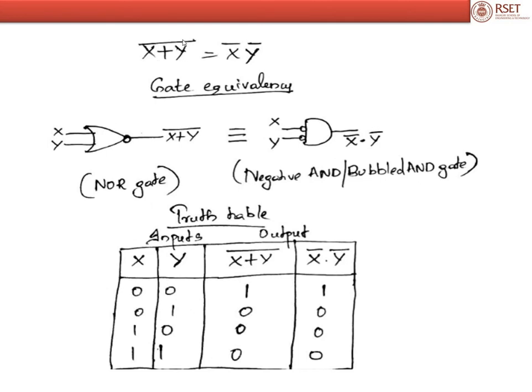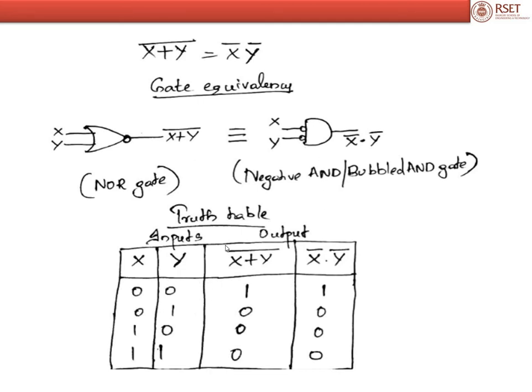The second theorem was (x plus y) bar is equal to x bar into y bar. When it is drawn using gates, (x plus y) bar is the logic expression of a NOR gate. To draw x bar into y bar, you use an AND gate with bubbles at the input side.